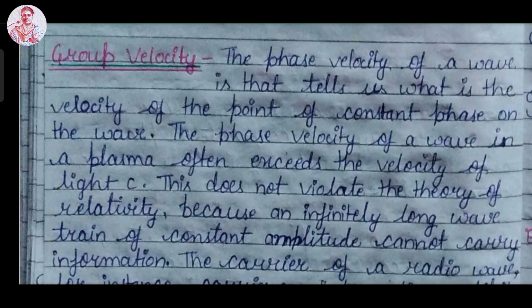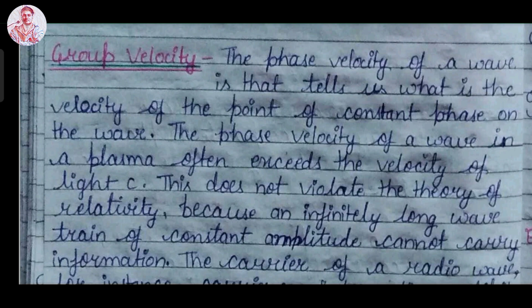Now let us discuss group velocity. The phase velocity of a wave tells us the velocity of the point of constant phase on any wave. The phase velocity of a wave in a plasma often exceeds the velocity of light, which is c.